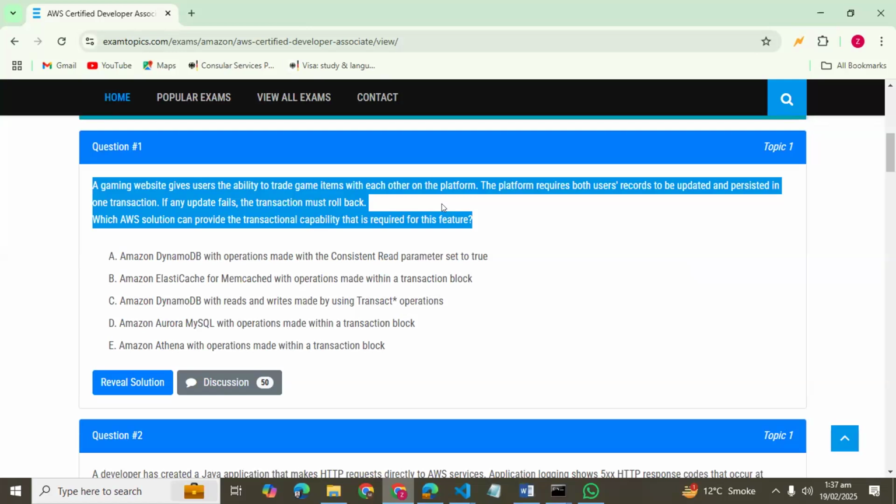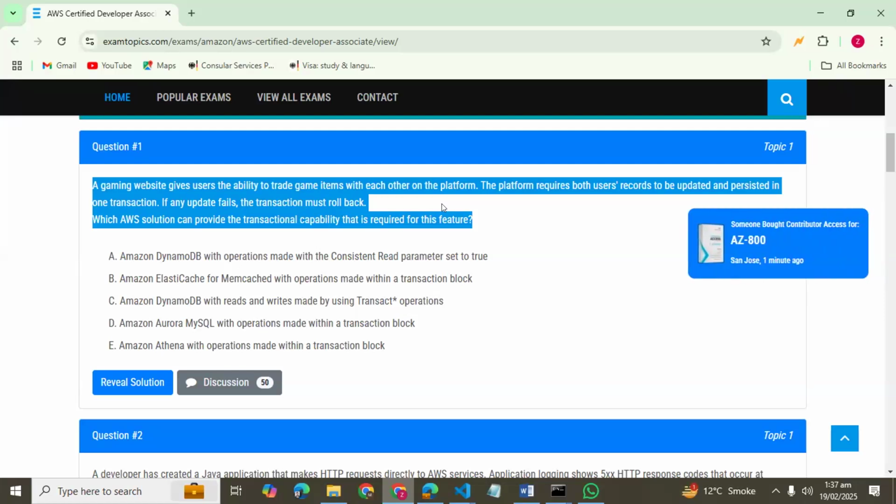So currently, reading the question, we don't have anything related to speed, right? We don't want to increase the speed of the user or the speed of the records. Currently we are discussing transaction rollback, so that's why we skip this option. Now we come to the third one. We will use Amazon DynamoDB with the read and write. We skipped the second one because of speed. Where does the second option's answer talk about speed?